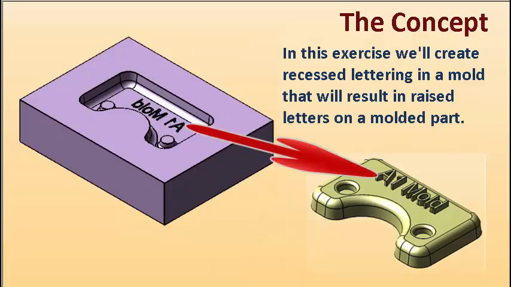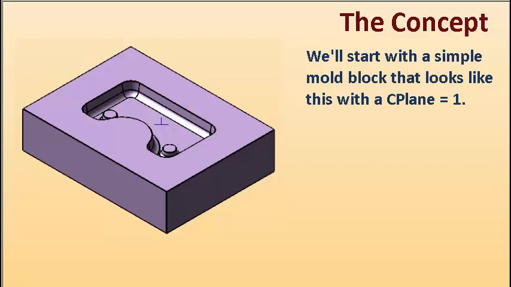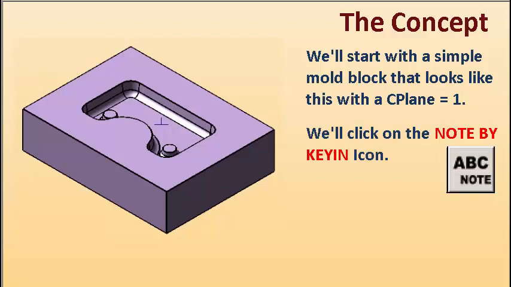In this exercise, we'll create recessed lettering in a mold that will result in raised letters on a molded part. We'll start with a simple mold block that looks like this with a C-plane equal to 1. We'll click on the Note by Key-in icon.